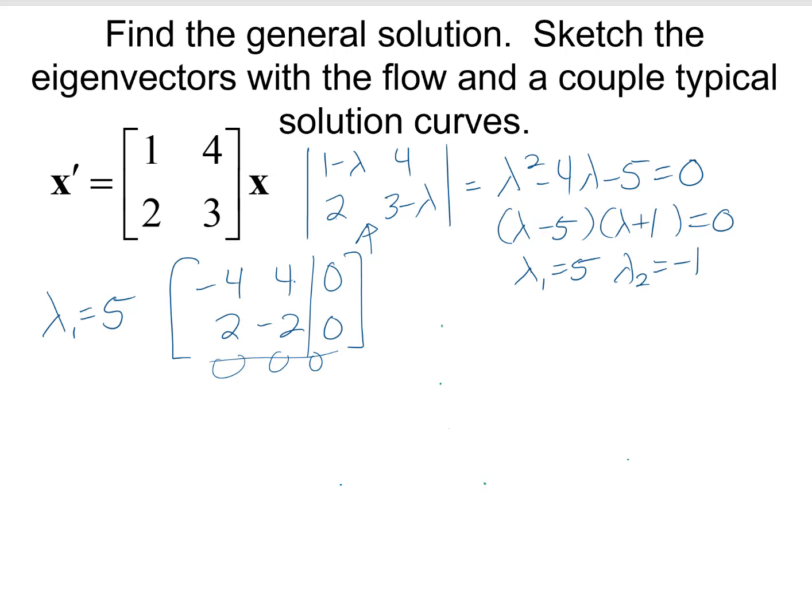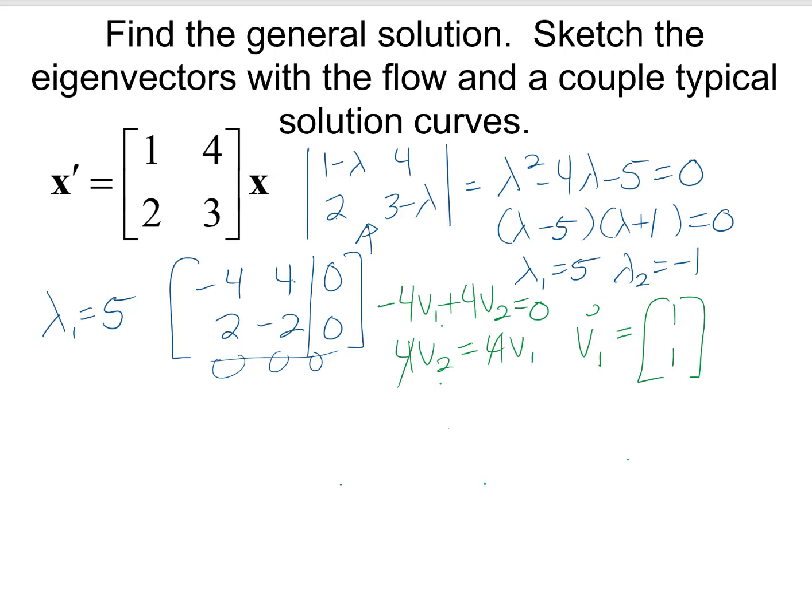So let's just work with the first row there, put the variables back in, negative 4v1 plus 4v2 equals 0. So we can take the 4v2 and move the v1 to the other side. We can reduce by 4's, so the eigenvector is going to be any vector where v1 equals v2. We'll go for the easiest one then. We'll make them both 1's.